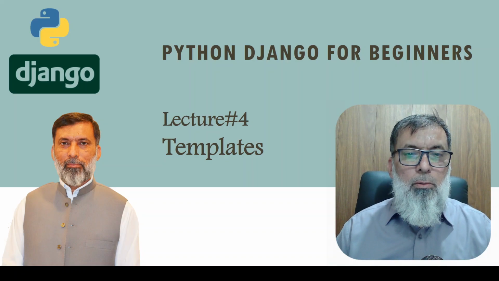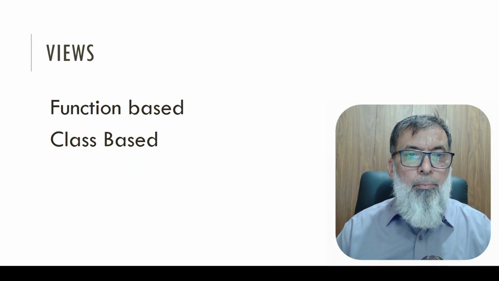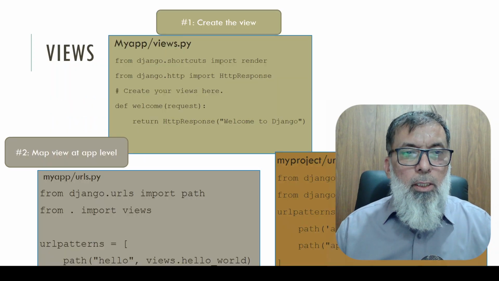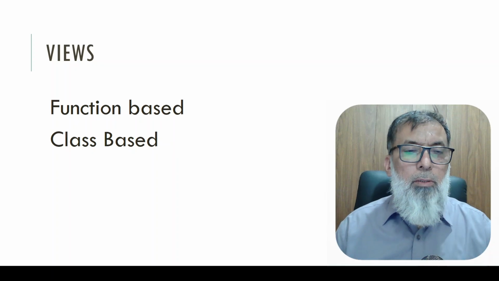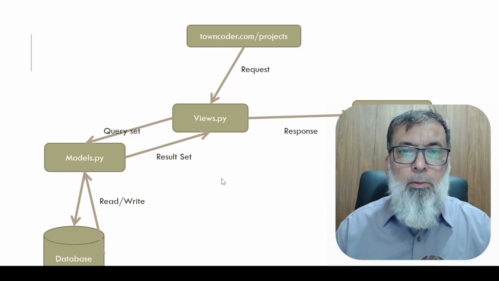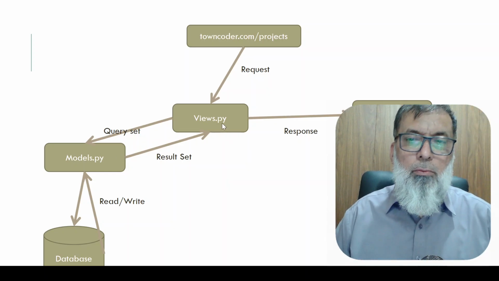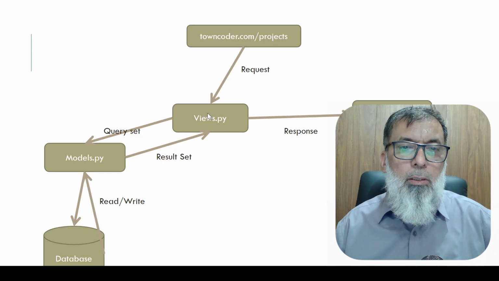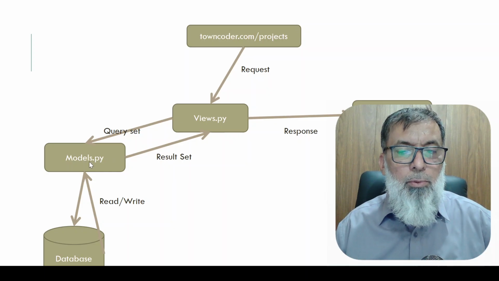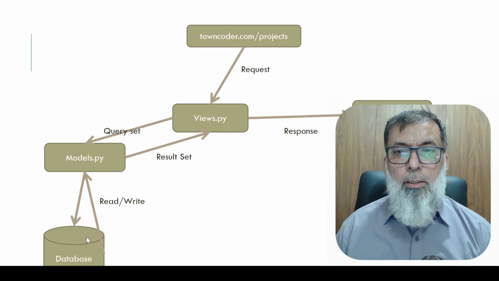Today I will tell you about templates, and as we studied in our previous lectures, Django is using the MVT architecture. MVT means Model View Template architecture, and this is the main diagram showing the MVT architecture, meaning models, views, and templates. We covered how to create views, and then we had a simple model, a student model that is used to store data in the database.